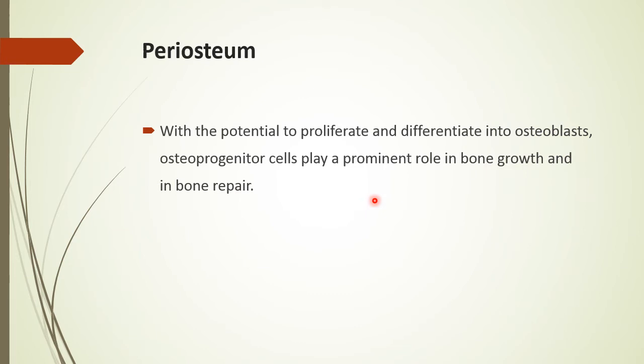So the inner layer of the periosteum, as we said, is cellular and contains bone lining cells, osteoblasts, and osteoprogenitor cells. Because the osteoprogenitors have the potential to proliferate and differentiate into osteoblasts, they play an important role in bone growth and bone repair. This means the periosteum is important in bone growth and repair of fractures. Maintaining periosteum is very important.